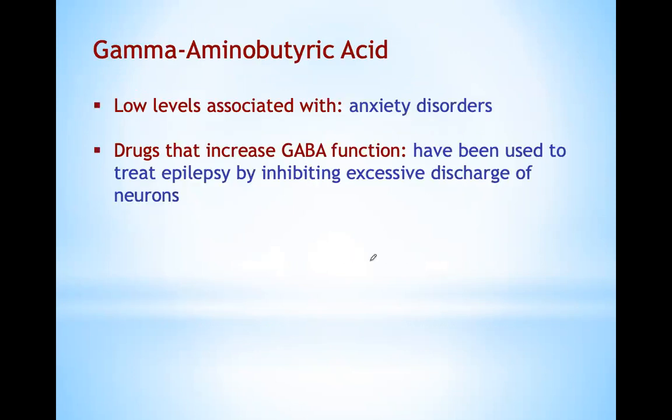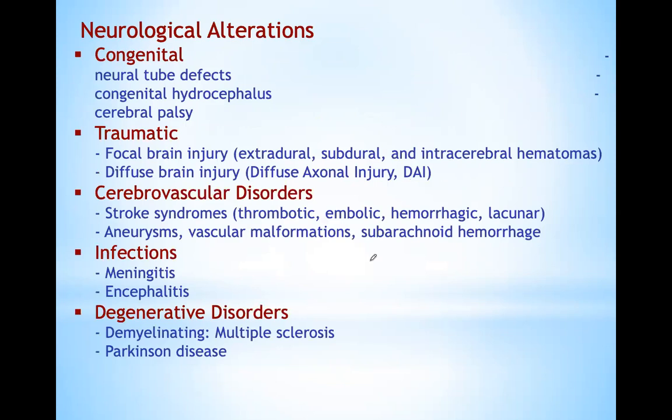GABA is always inhibitory. And I will end this segment here, and starting from the coming segments, we're going to talk about some neurological disorders that we did not mention in the first part of the lecture.